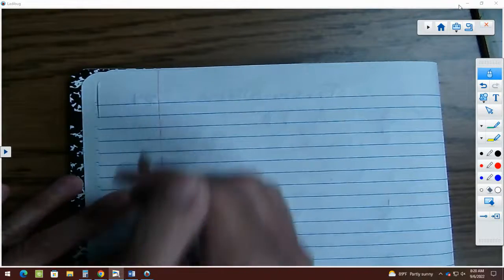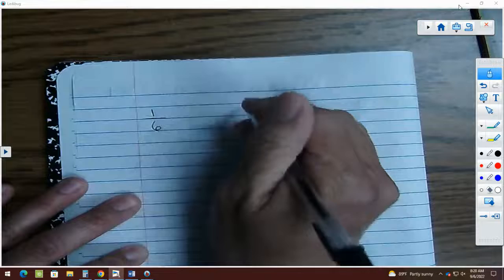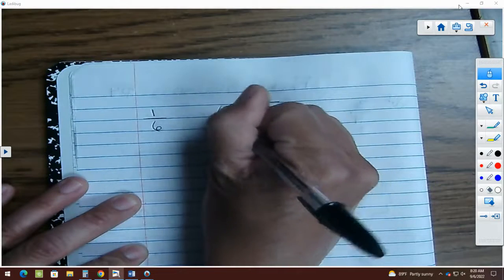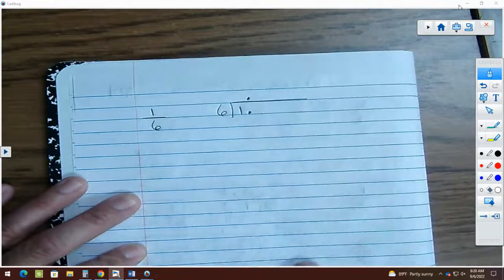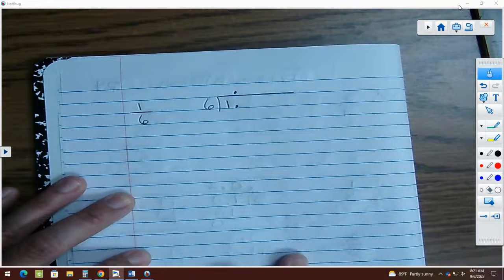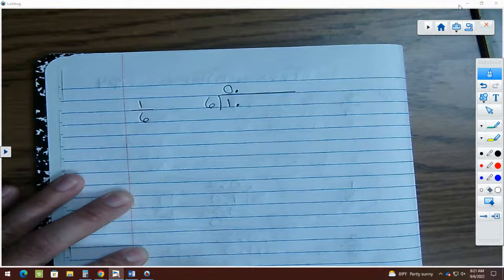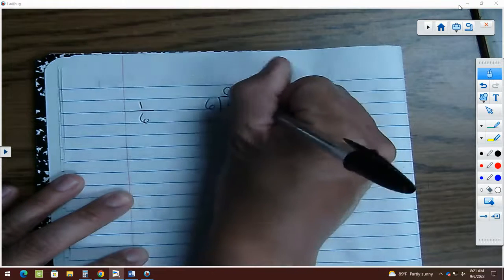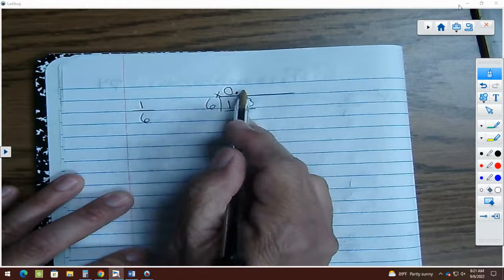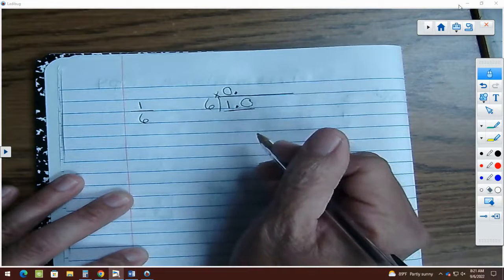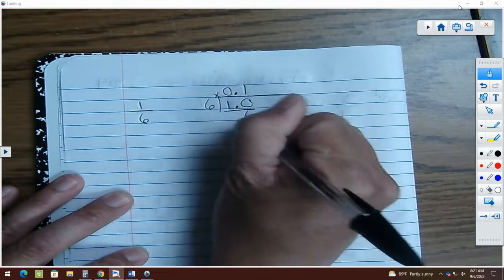1/6. 1 divided by 6. Decimal, decimal. Is 1 enough? No. What do I do when that's not enough? What do you do when there's not enough? Add a 0. 10, is that enough? 6 times what is 10? What if I do 2? It'll go over. That's too much. We only have 10. So times 1 would be 6.